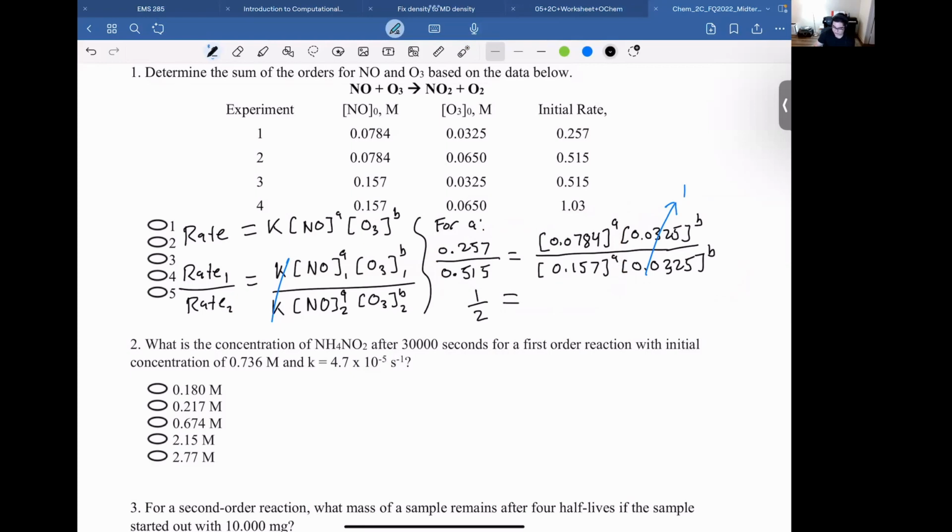I'll actually plug it in to give you the actual numbers. 0.257 over 0.515 is 0.499. It's 0.5 to 3 decimals. Then on the right side, it's going to be about the same. Should be about 0.5, this is 0.5 to the A power.